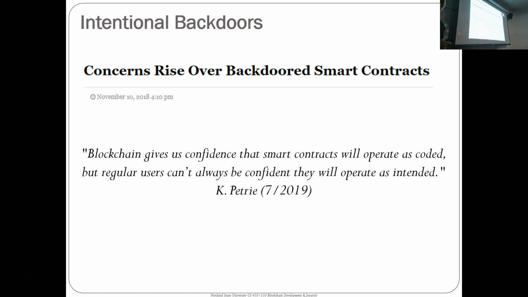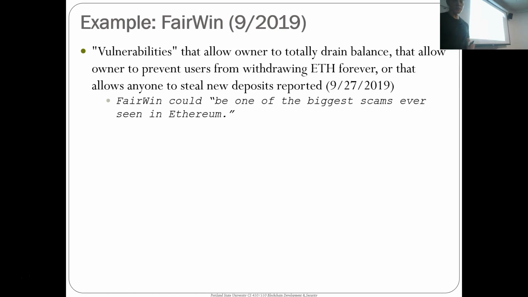And this is a quote that I liked over the summer. Blockchain gives us confidence that the smart contracts will operate as coded. But regular users, how are they going to look at that bytecode and see what's been coded? They have some notion of how that contract is going to operate, some belief about the intention of that smart contract, but unless you actually look at the code, you have no idea. So that's the problem. Here's an example, which was last month.